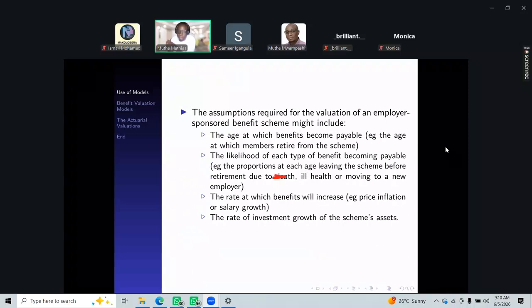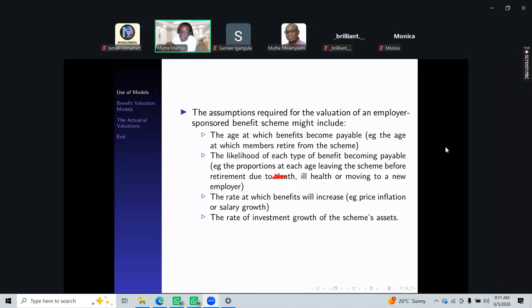So this is just a few examples of these assumptions which you might need when it comes to projections. We have, let's say, the age at which the benefit becomes payable, right? So you need age, and you need to know what is going to trigger the payment of this benefit. Because remember, the payment of benefit can be triggered by retirement, or maybe by death, or maybe by illness and stuff like that. So can you project this thing, right? We'll have to make assumptions about this.